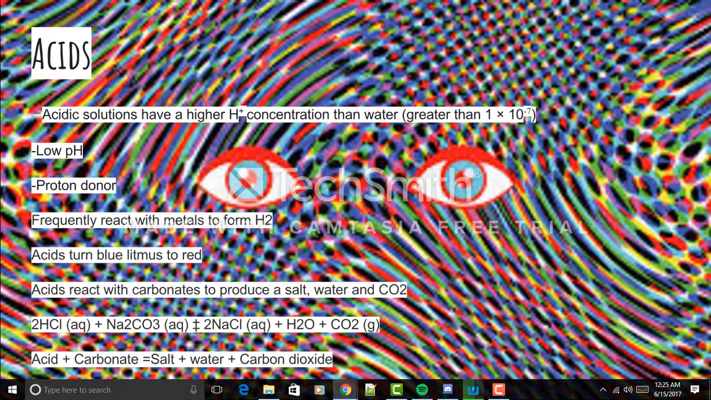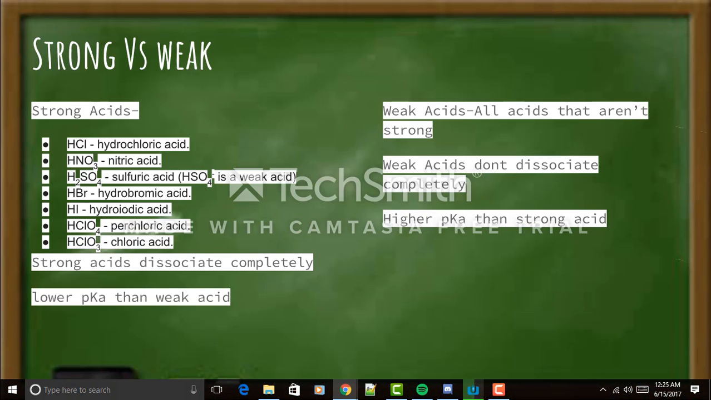There are two types of acids: strong and weak acids. Strong acids dissociate completely and have a lower pKa than weak acids. It can be handy to memorize a list of strong acids, listed here, for your AP Chem test. The second type of acid is weak acids. Weak acids are acids that do not dissociate completely and are all acids that are not identified as strong.